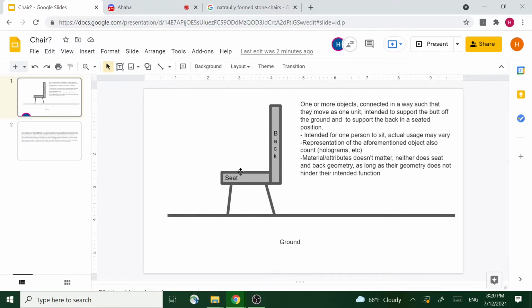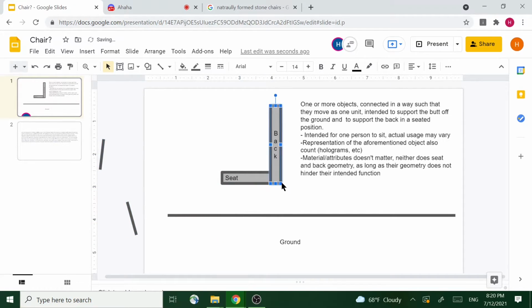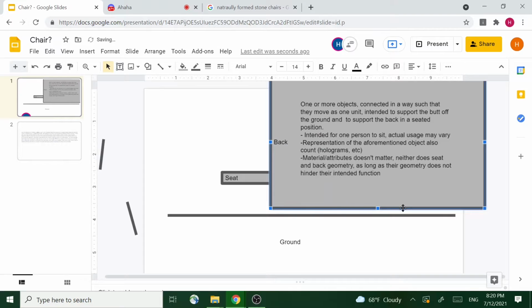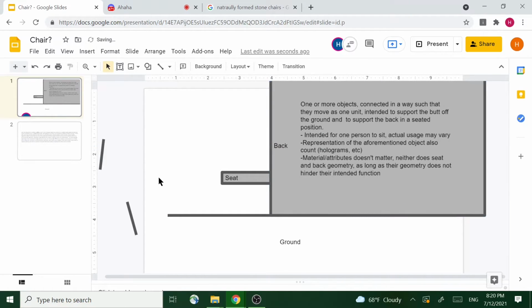So the back is like a boulder and the seat just kind of sticks out. Yeah, the seat is still attached to a boulder. So if I made this back really big, that's what you're saying? Yes. Huh.